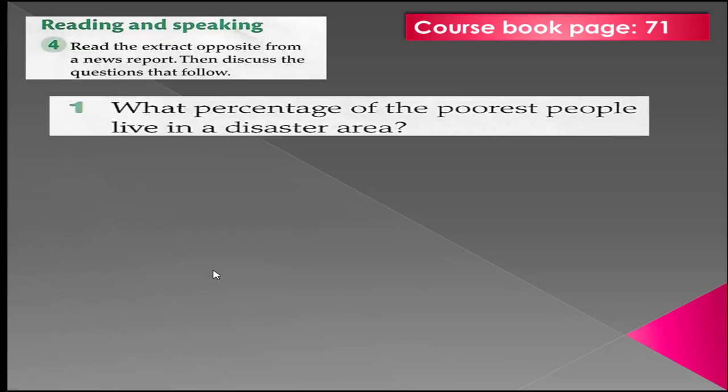The first one, what percentage of the poorest people live in a disaster area? According to the text, yes, great, good job. About 80% of people live in the disaster area. This percentage is according to the population of the world. So 80% of people live in the disaster area.